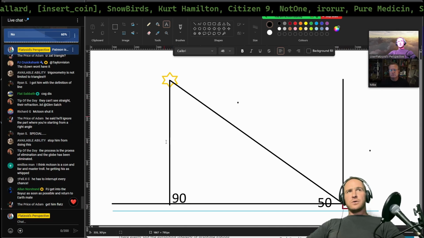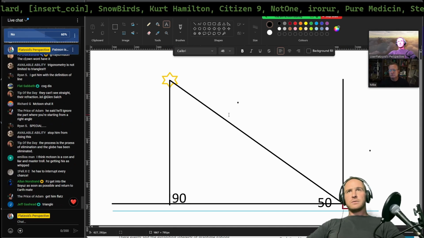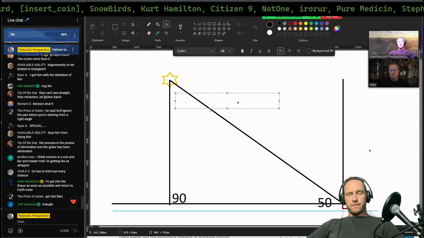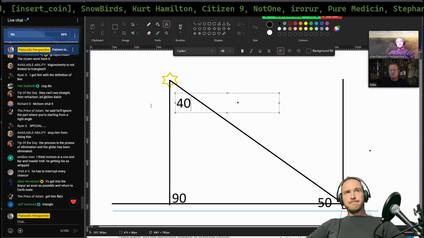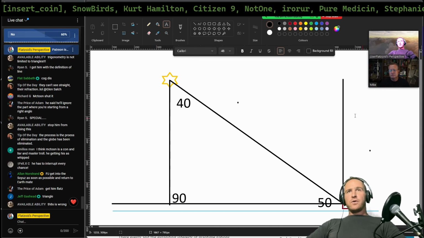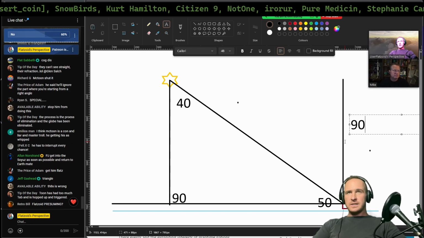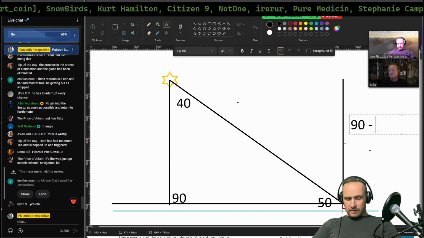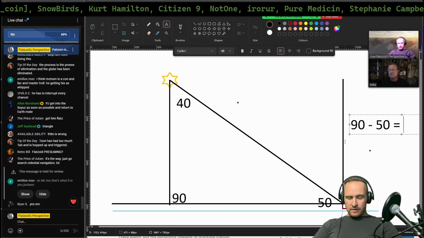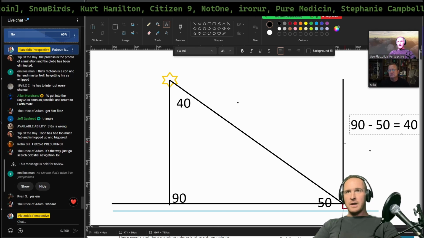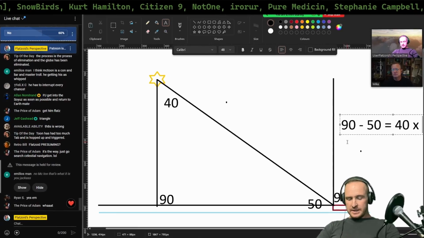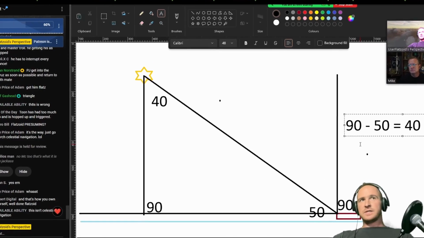What's the internal sum of a triangle? 180. So that would give us 40, correct? Yeah. Okay, so if we use the math anyway to just verify this, 90 minus the measured angle gives us the altitude, the elevation angle, which is 40, times 60 nautical miles, which gives us our distance.